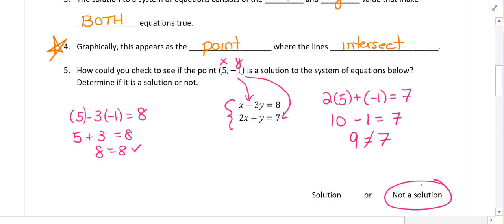It's kind of like the taxi problem from yesterday. Maybe you had the right amount of shifts, but you didn't make the right amount of money, so we can't say it's a solution to the system.